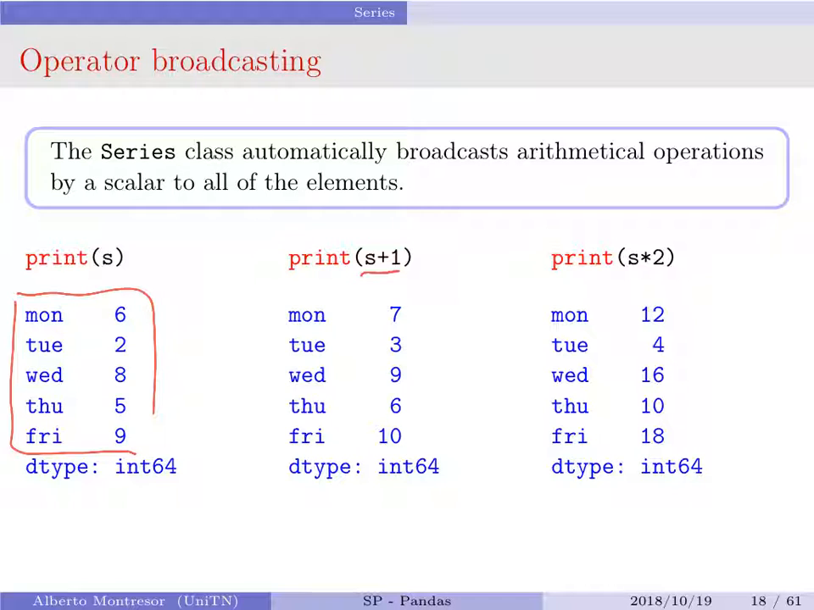One is not a series, it's just an element. But the only way that the system can interpret this one is like a series of ones. So the idea is that you are summing 1 to each element. And you see, Monday is now 7, Tuesday is now 3, and so on. Note that now the dtype is not object, but is int64, which means 64-bit integers, because all the elements are just numbers.